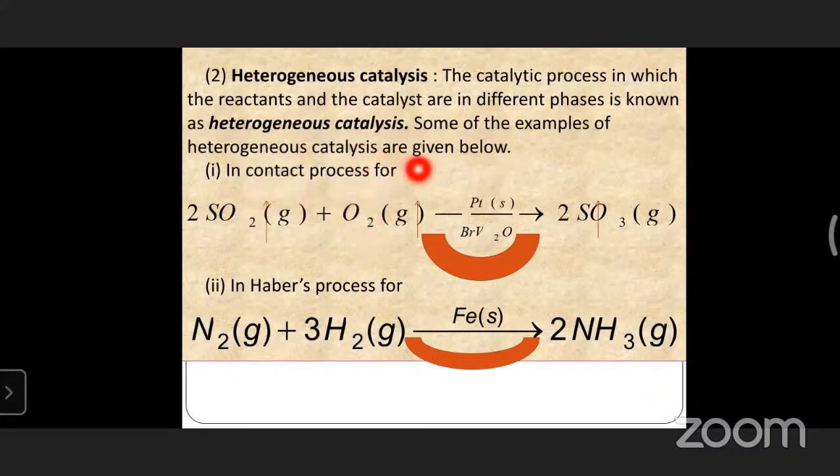Some examples of heterogeneous catalysis are given: the contact process, the oxidation of sulfur dioxide to sulfur trioxide, and the preparation of ammonia gas in the Haber process, where iron is the catalyst. These are examples of heterogeneous catalysis.